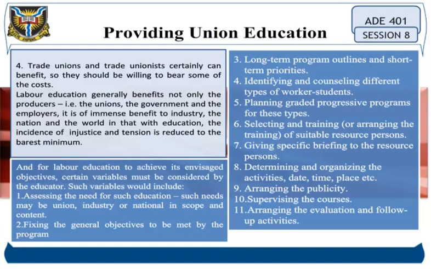2. Fixing the general objectives to be met by the program. 3. Long-term program outlines and short-term priorities. 4. Identifying and counseling different types of worker students. 5. Planning graded progressive programs for these types. 6. Selecting and training, or arranging the training of, suitable resource persons. 7. Giving specific briefing to the resource persons. 8. Determining and organizing activities, date, time, place, etc. 9. Arranging the publicity. 10. Supervising the courses. 11. Arranging the evaluation and follow-up activities.